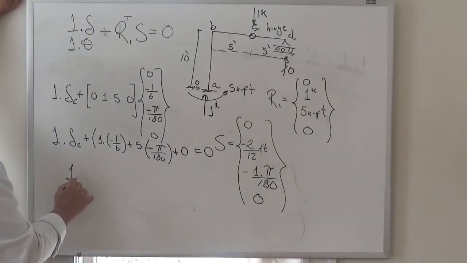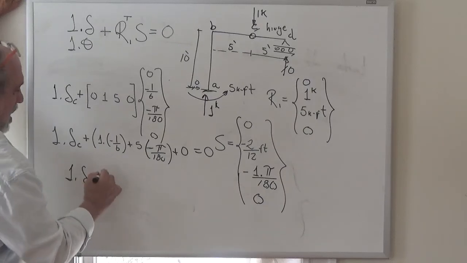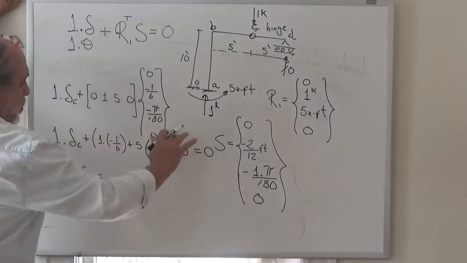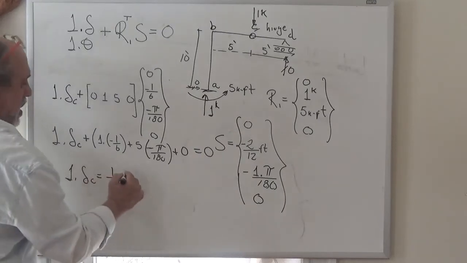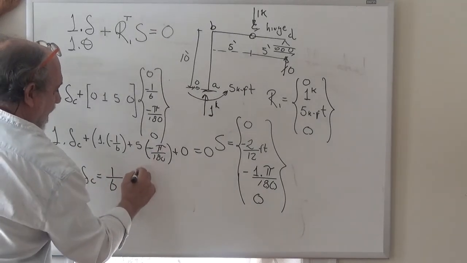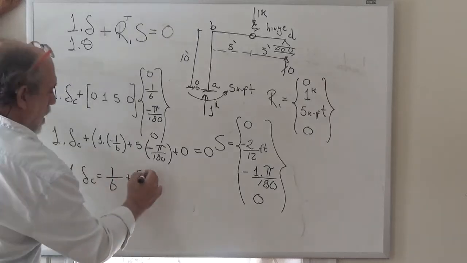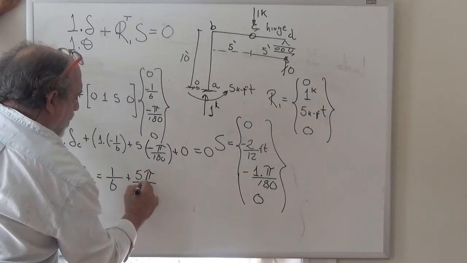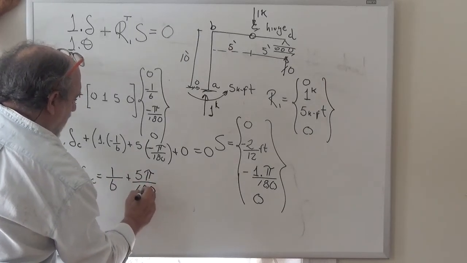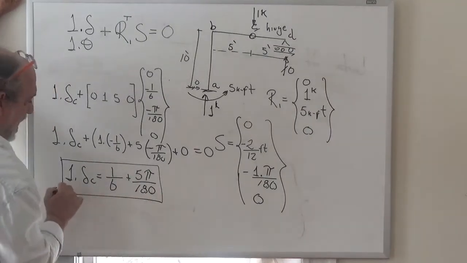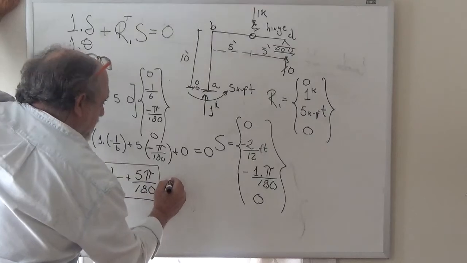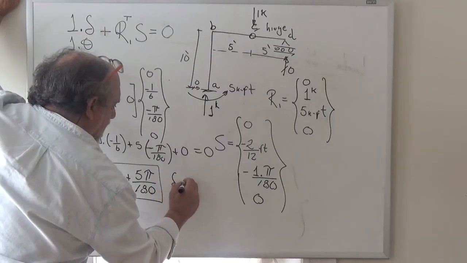Therefore we have 1 times delta C, passing to the right side, is equal to 1/6 plus 5 pi over 180, and that means that delta C is that in feet.